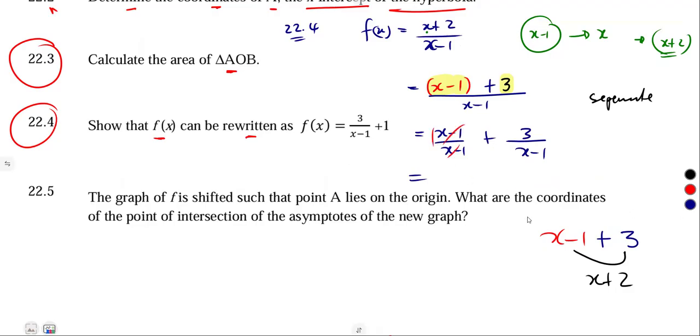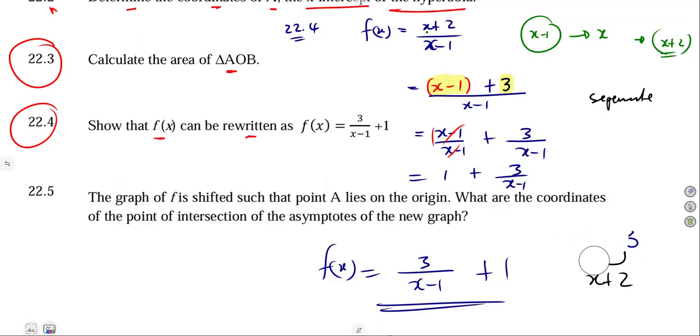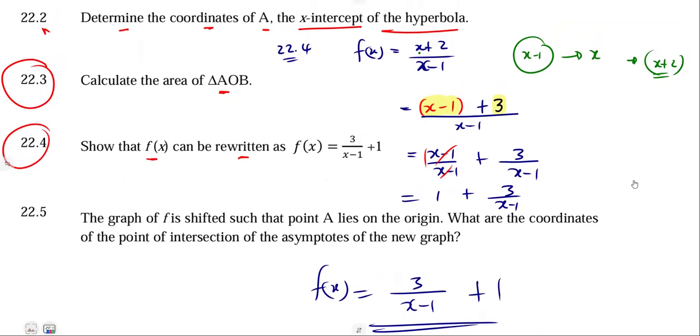You obtain a 1. So therefore, it's going to be 1 plus 3 over x minus 1, which is giving us our f of x. 3 over x minus 1 plus a 1, just like that. You are done. All right, so you see, guys, simple like that.